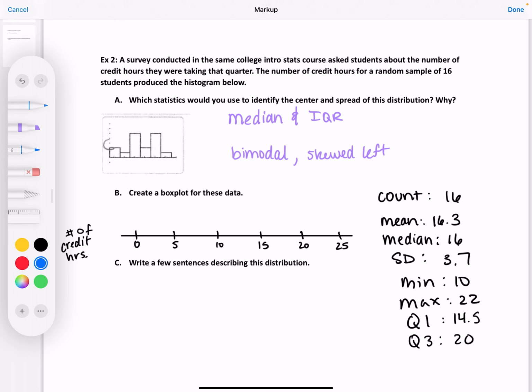All right, so let's finish this box plot. We're getting close on time. So we have a min at 10. Q1 is 14.5. Median is at 16. And then Q3 is at 20. And our max is at 22.